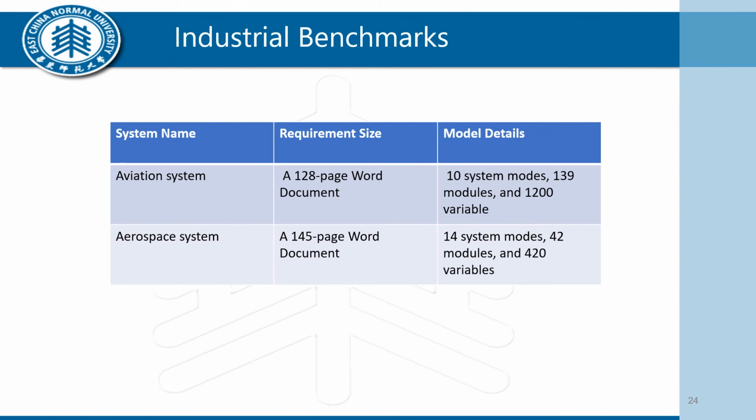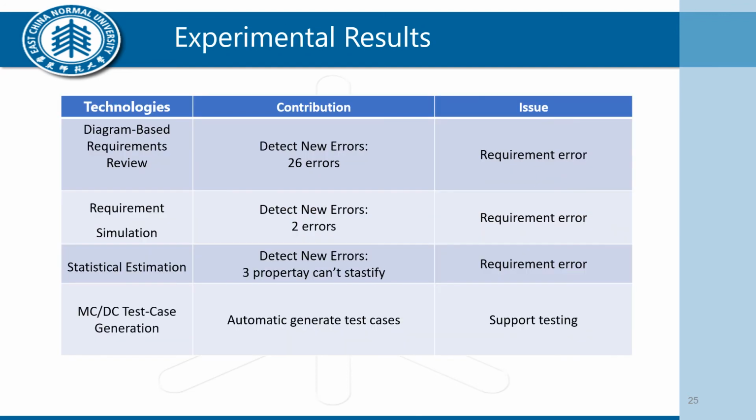The formal specification of the aviation system is a 128-page Word document with 10 system modules, 139 modules, and 1,200 variables, while the specification of the aerospace system is a 145-page Word document with 14 system modules, 142 modules, and 420 variables. FREPA has been used in industrial projects to help detect requirement problems and test adequacy.